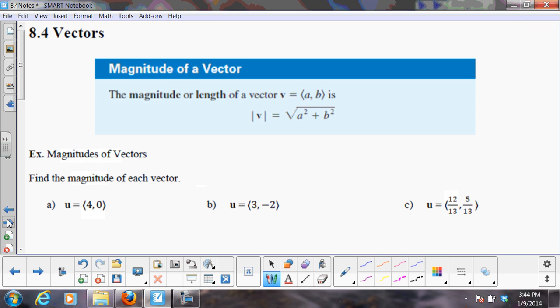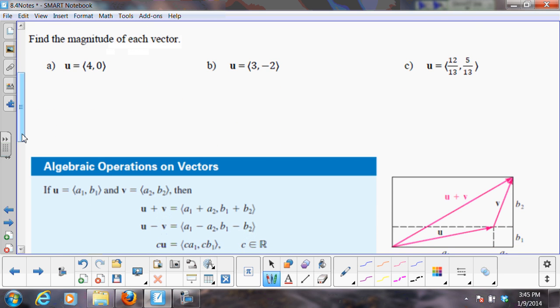The magnitude, or length, so the length is also called a magnitude. The magnitude or length of a vector is given by this equation where you have the square root of a squared plus b squared. The a's and the b's come from the component form of the vector. It is also shown with absolute value symbols. It's not the absolute value of the vector. It's a symbol similar to absolute value, but it now means magnitude or length.